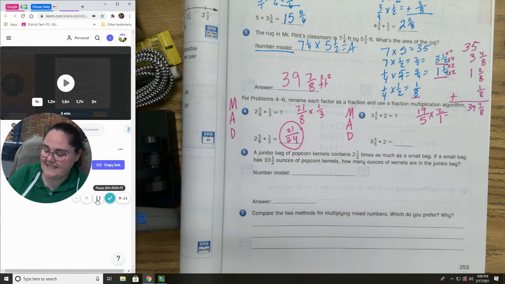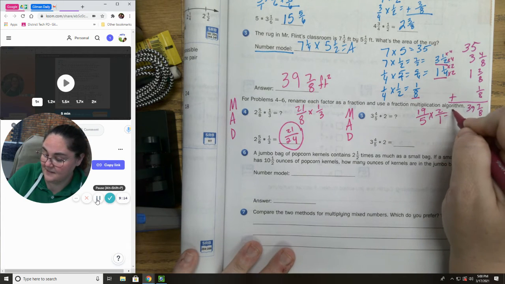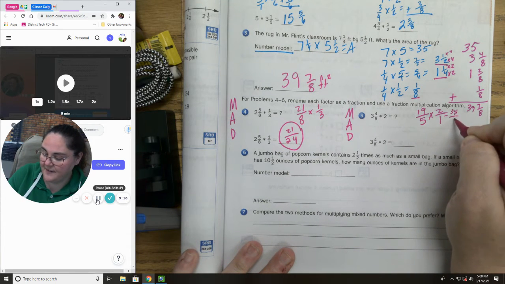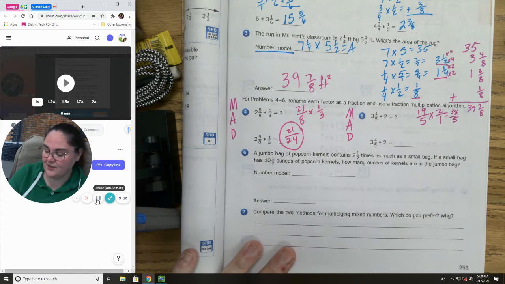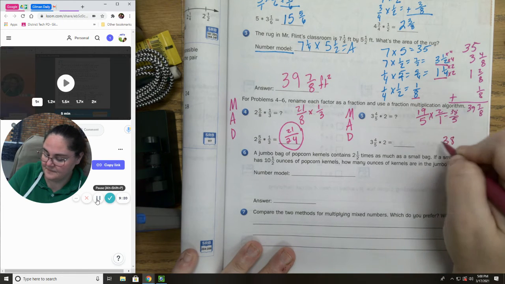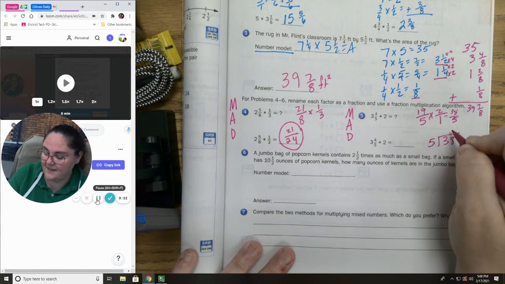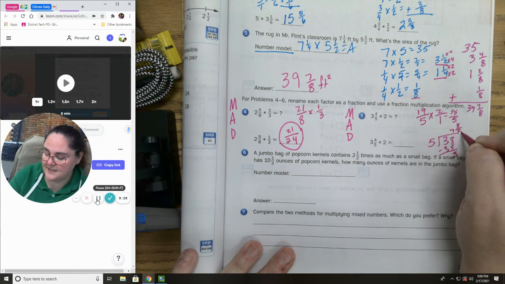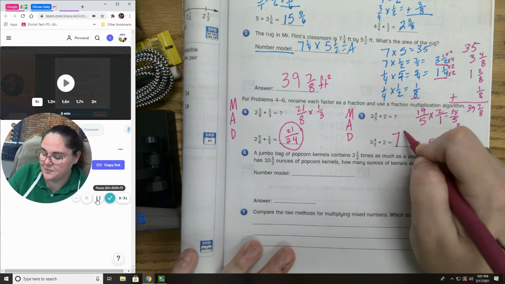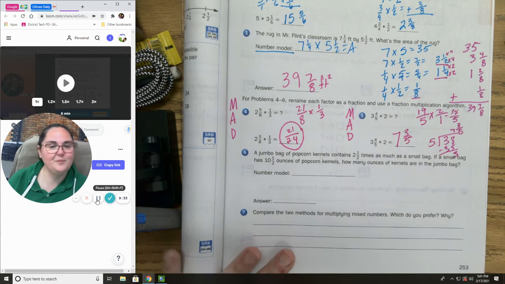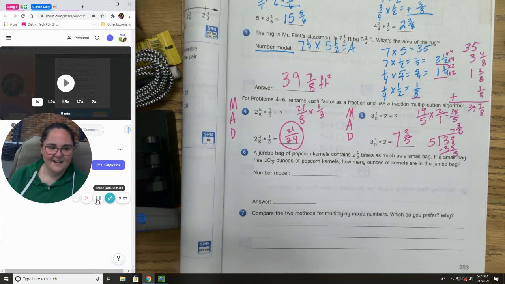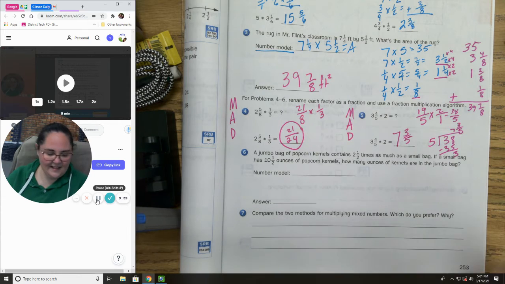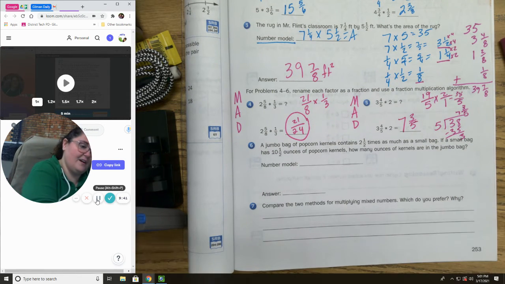All right, 19 times 2 is 38. 5 times 1 is 5. I know that 5 goes into 38. If I divide, it goes in there 7 times. With 3 left over, my 3 goes as my numerator, 5 is my denominator. 7 3/5 should be your answer. Awesome.